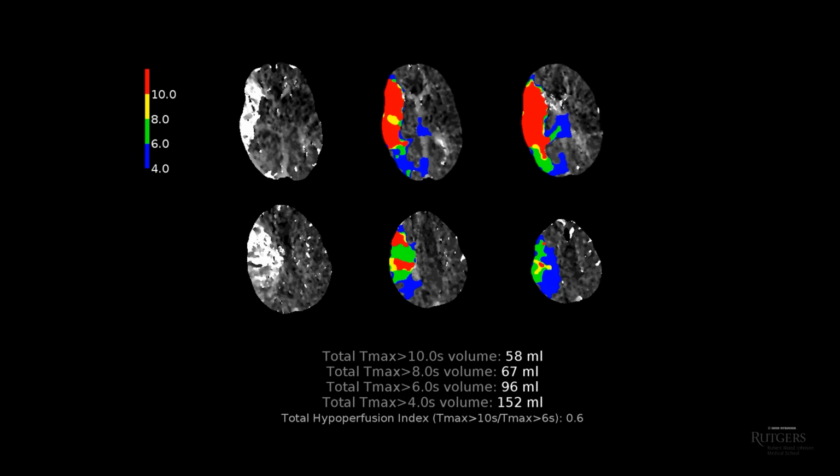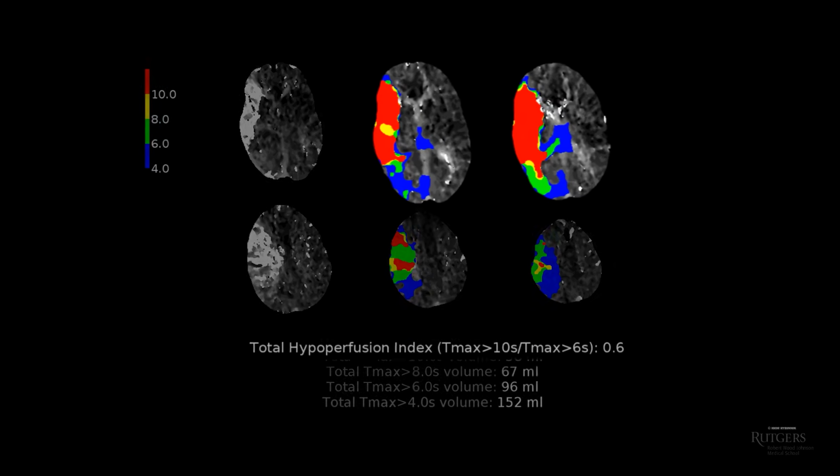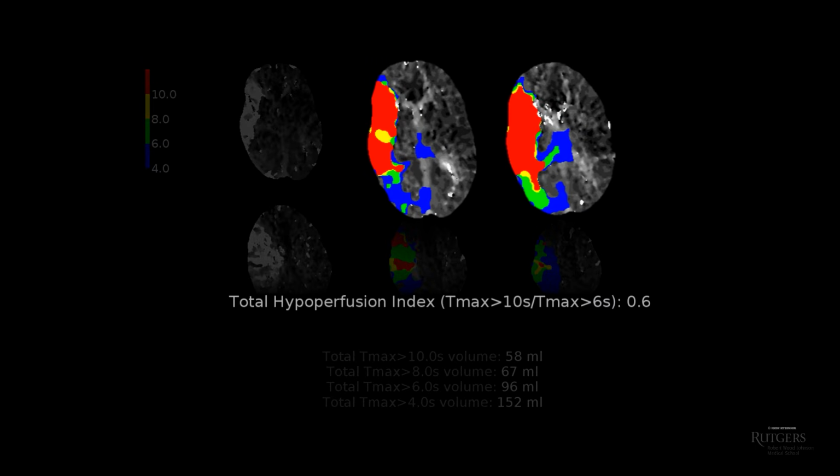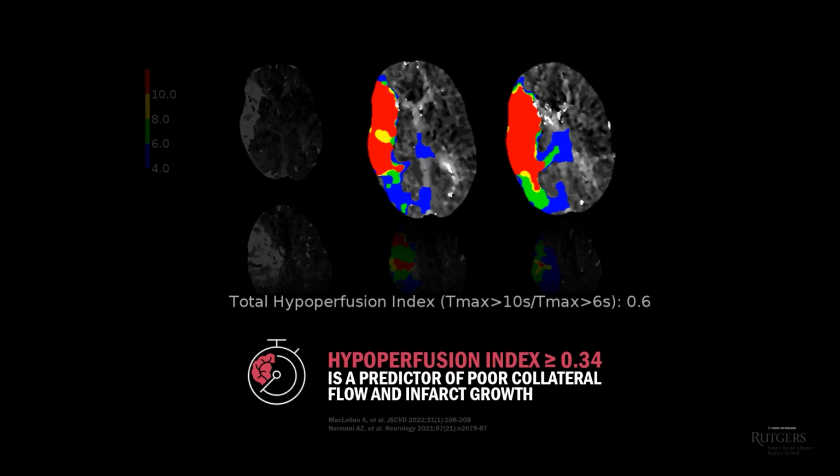Dividing the volumes defined by these two delay thresholds gives you the hypoperfusion index, also known as hypoperfusion intensity ratio, or HIR. Hypoperfusion index of over 0.34 in the DEFUSE 3 cohort predicted poor collateral flow and significant infarct growth early over the first 24 hours. In this patient, we expect the ischemic core to grow rapidly without treatment.